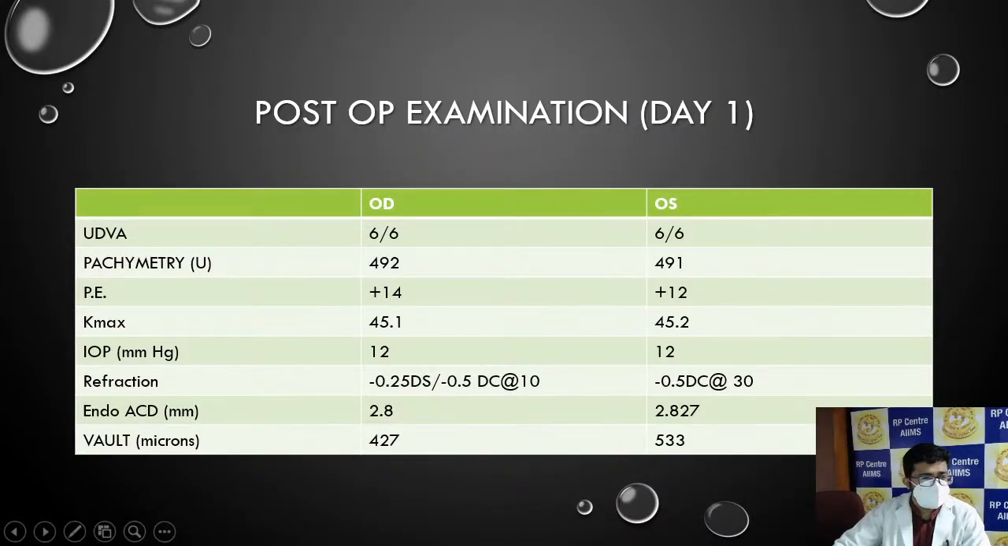And on day 1 post-op examination, the uncorrected visual acuity was 6 by 6 in both the eyes, and the pachymetry was 492 and 491 respectively, and the posterior elevation was plus 14 and plus 12. The Kmax was 45.1 and 45.2, and the pressures were normal, and the residual refractive error on day 1 post-op was minus 0.25 diopter sphere and minus 0.5 diopter cylinder at 10 degrees, and in the left eye it was only minus 0.5 diopter cylinder at 30 degrees. And the endo ACD was 2.8 and 2.8 in both eyes, and the vault in the right eye was 427 and in the left eye was 533.